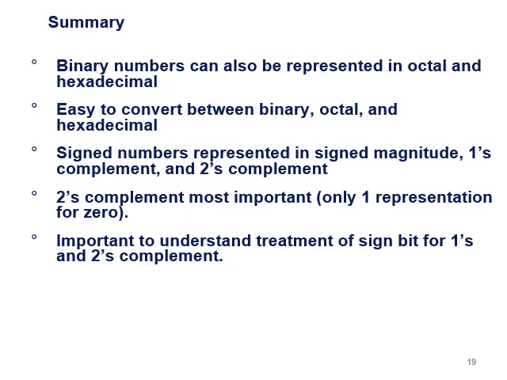Now, the summary of what we discussed in this topic. Binary numbers can be represented in octal and hexadecimal because of the base. It's easy to convert between binary, octal, and hexadecimal, as they are related. Signed numbers are represented in signed magnitude, 1's complement, or 2's complement. 2's complement is the most important: there is only one representation for 0, and 0 is for positive, 1 for negative. It is important to understand the treatment of the sign bit for 1's and 2's complement. See you in the next topic.